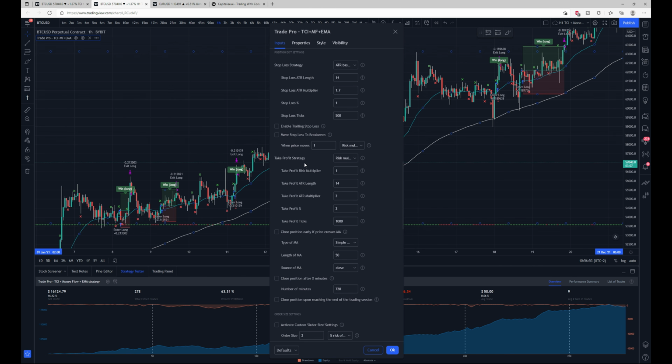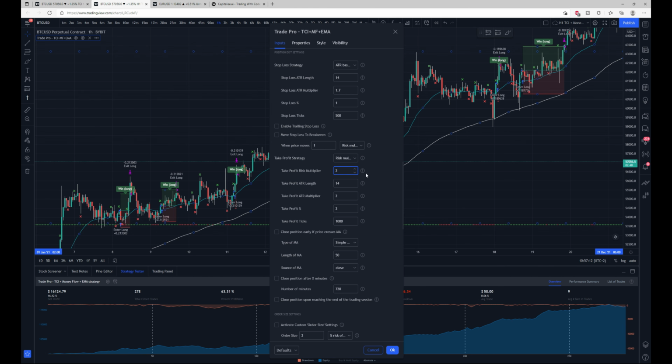Now, for the take profit strategy, you can have it be just a basic risk multiple. So right now I have it using a 1-to-1 risk to reward ratio, or you can change it up and have it be whatever you want, ATR based, percent based, tick based, or whatever risk multiple you want.